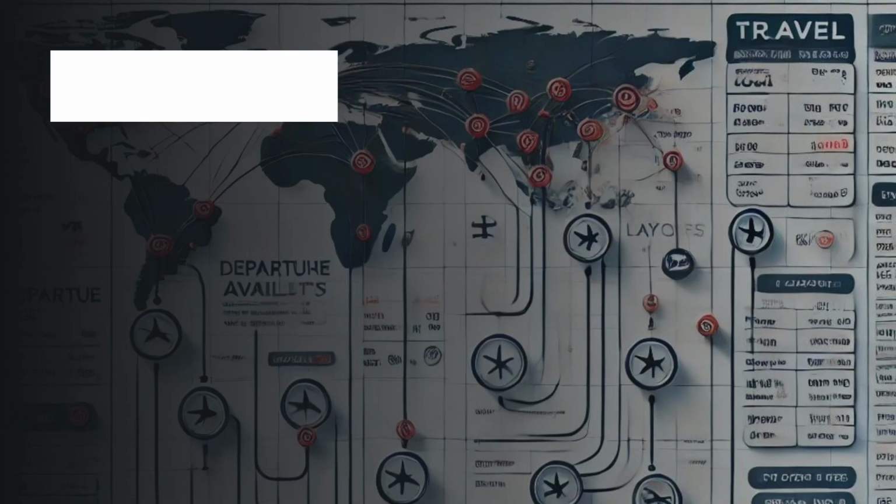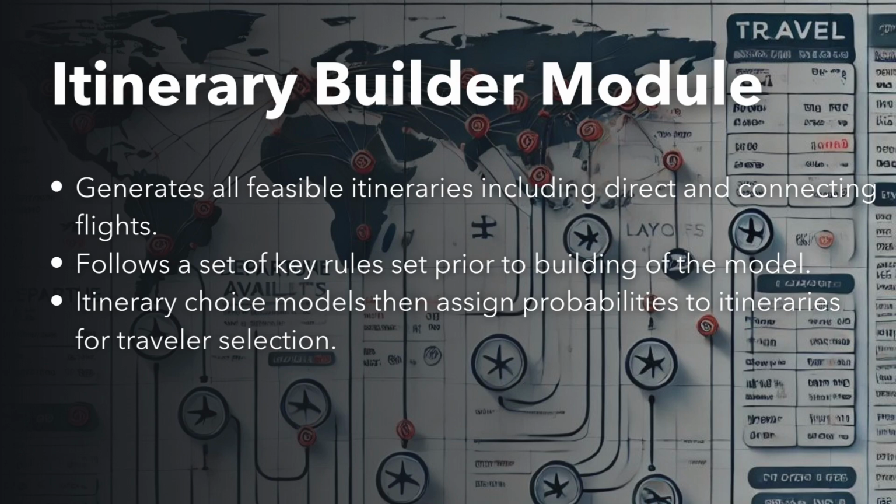The PFM includes an itinerary builder module which generates all feasible travel itineraries, both direct and connecting flights, between city pairs. These itineraries are constructed based on several rules, such as the itinerary's origin and destination must match the respective city pairs, and compliance with restrictions on maximum connections, connection time limits, and partnership arrangements between airlines. Once the itineraries are generated, they form the choice set for travelers, which is evaluated using itinerary choice models.